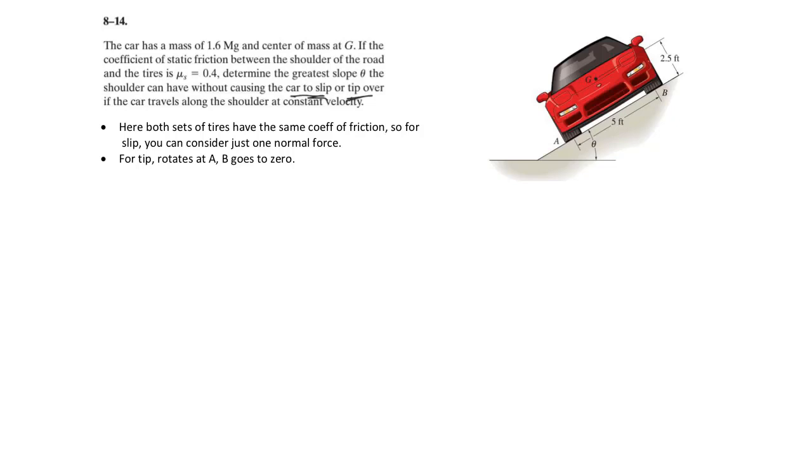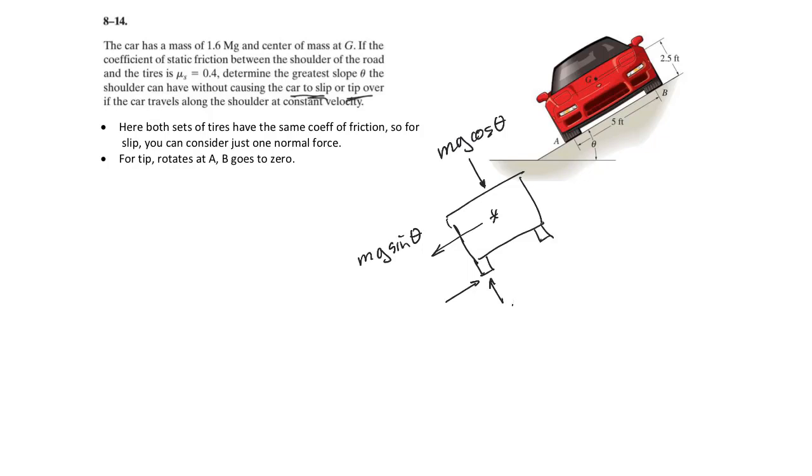So I'll draw a little free body diagram here of my car. It's got an mg, so I'm going to say this is mg sine theta, mg cosine theta. Got a normal force and a friction force. I'll say this is A and force of friction. So we're going to do the tip scenario first. At tip, it will rotate at A and B goes to 0.